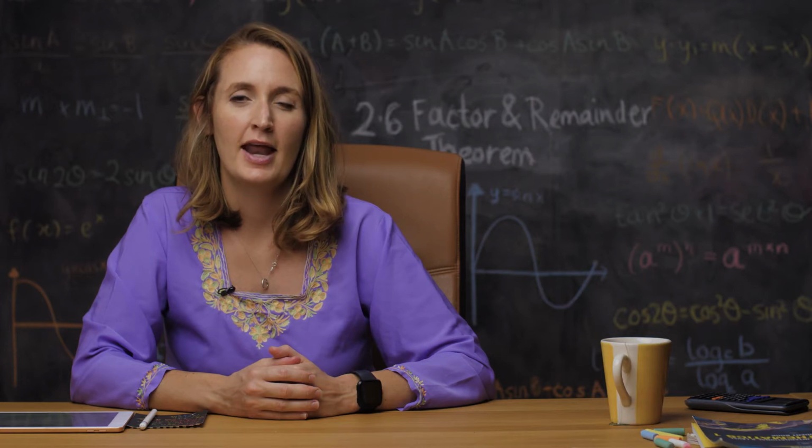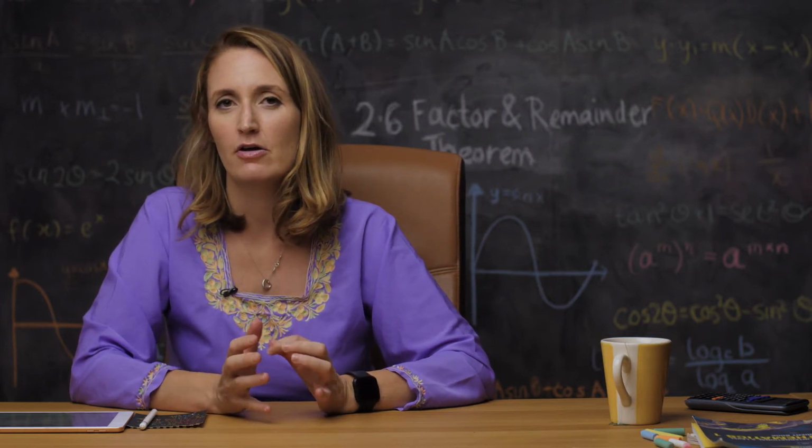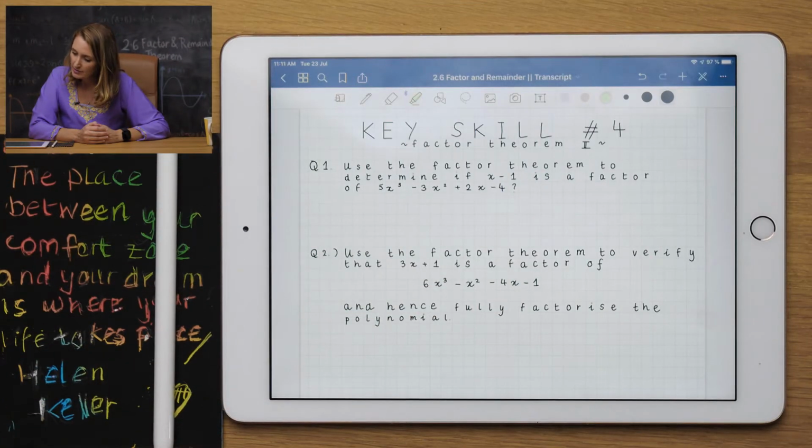Welcome to Key Skill 4. Now we're going to be getting into the nitty-gritty examples about how you can use the factor theorem and why it's useful. Question 1 says, use the factor theorem to determine if x minus 1 is a factor of, and then we've got a cubic polynomial.